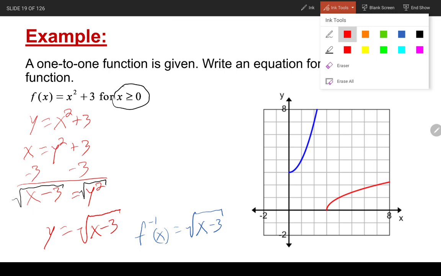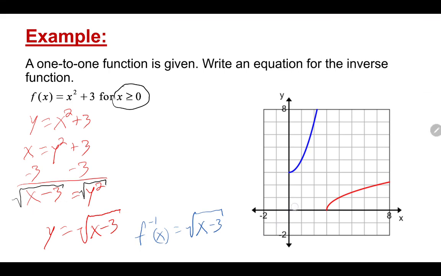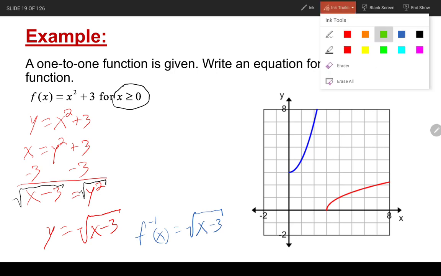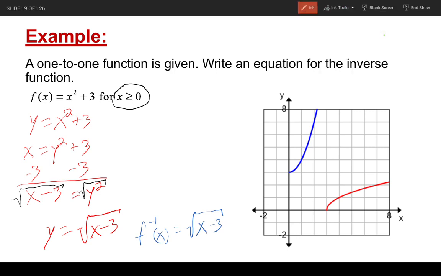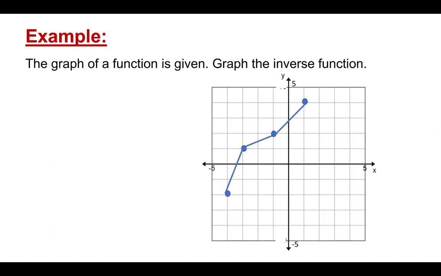Okay. So now you can see that. And then if I put that diagonal in, you can kind of see that it is a mirror of each other. Pretty cool. So there's a couple ways we can tell.